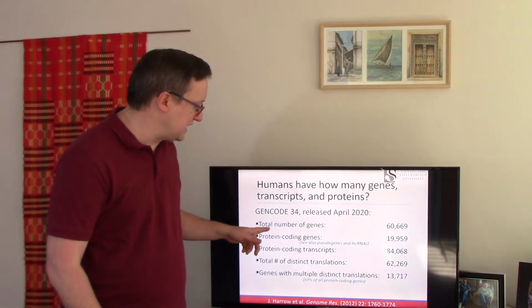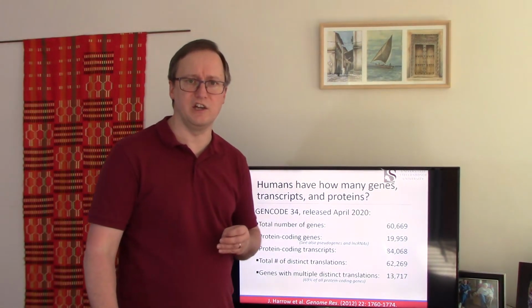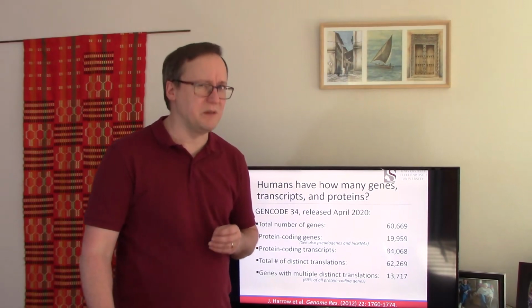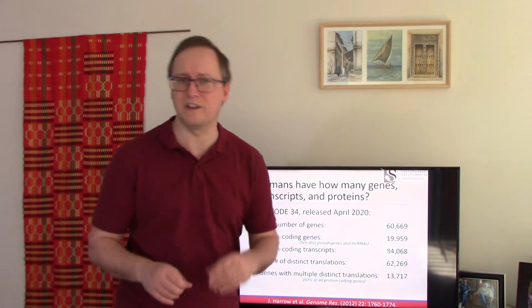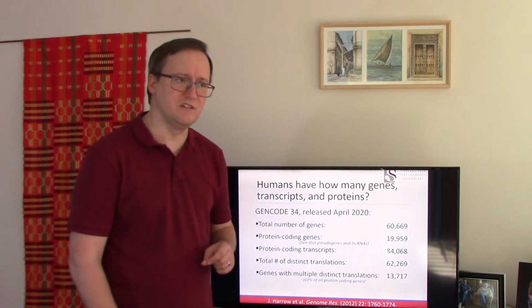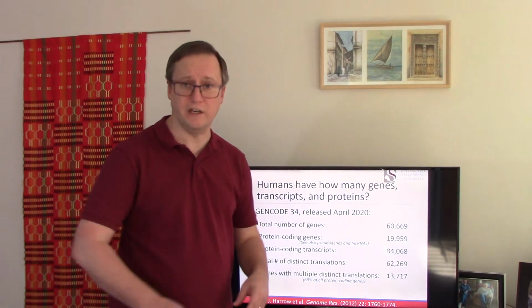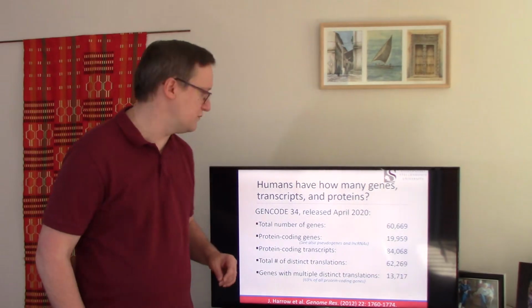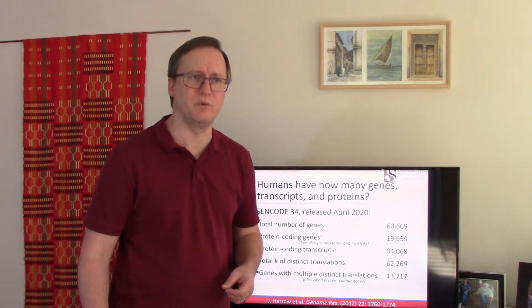So we see here that they list the total number of genes as 60,669 in a human. And that number probably seems really high if you've heard me lecture a lot and talk about 20,000, 20,000, 20,000. But I'd point out that the number of protein coding genes is still under 20,000. It's 19,959 in this current release of GenCode. So what's the difference between this almost 61,000 and almost 20,000?